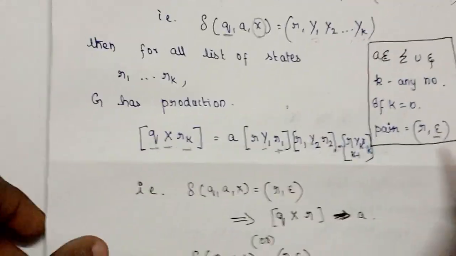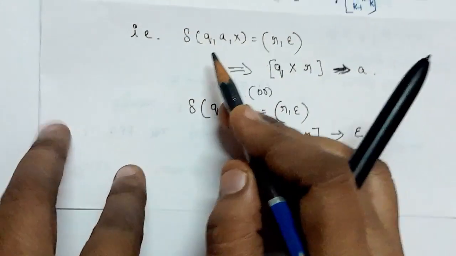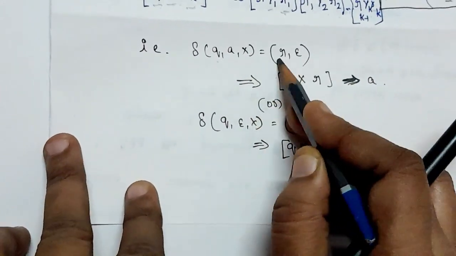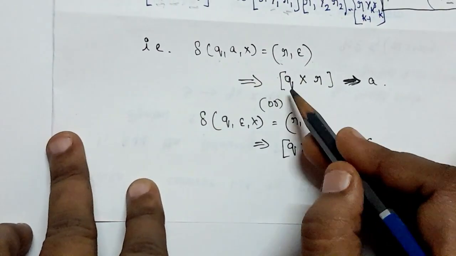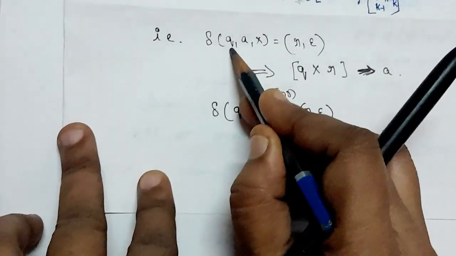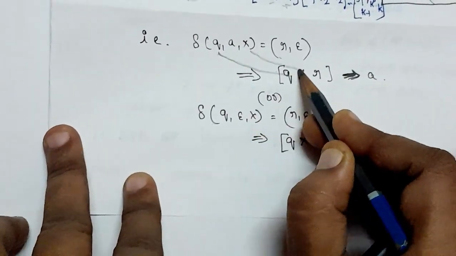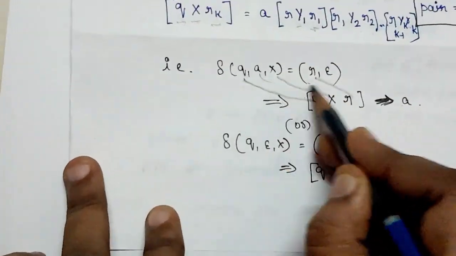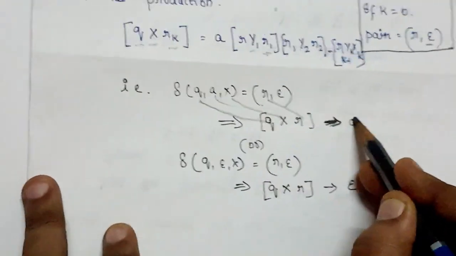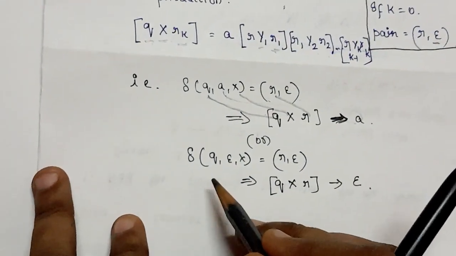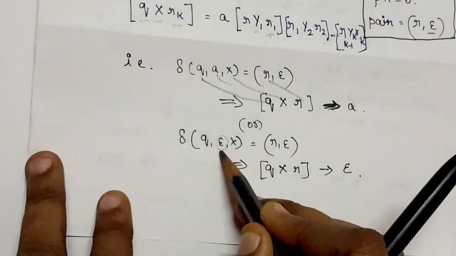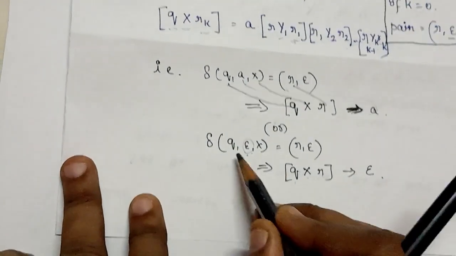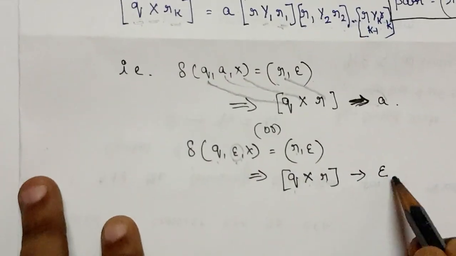In the case where it has epsilon, the transition function will be represented like this: delta of (q, a, X) is equal to (r, epsilon). When we write the production for this, we take q as such, then the stack symbol and the state r as such, and it will produce the input processing symbol, which is a. And in case you have epsilon as the input symbol, the same production can be written as [q X r] produces epsilon.